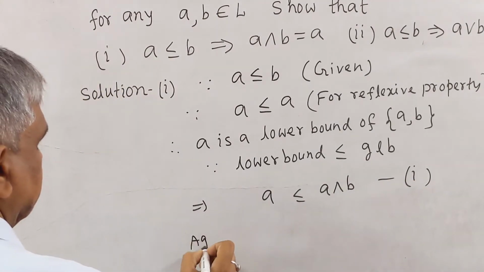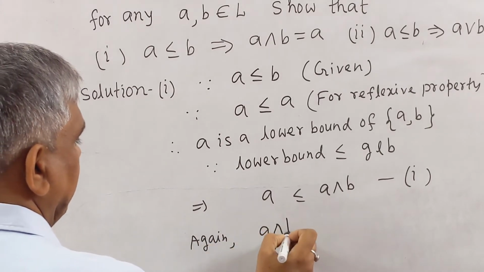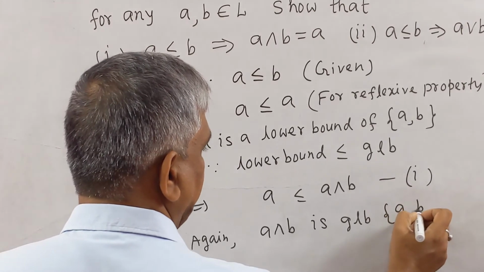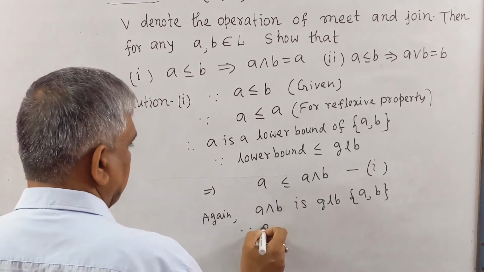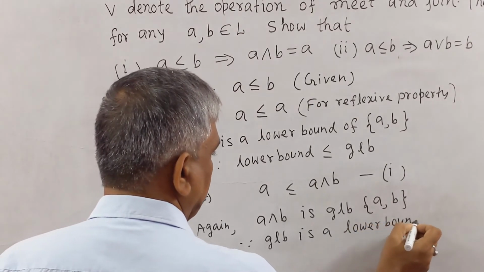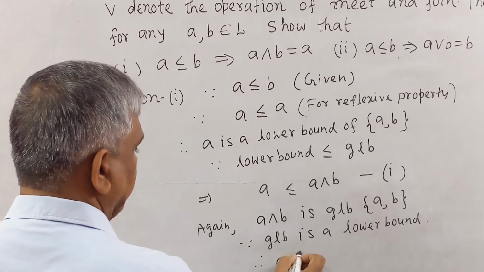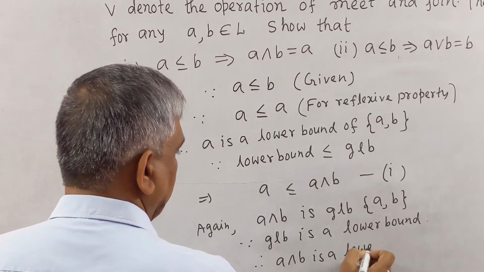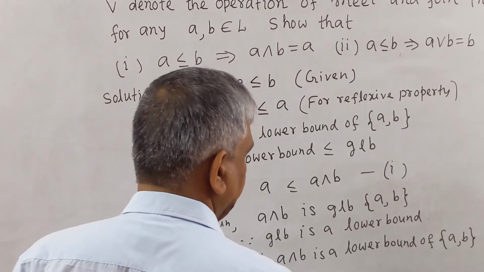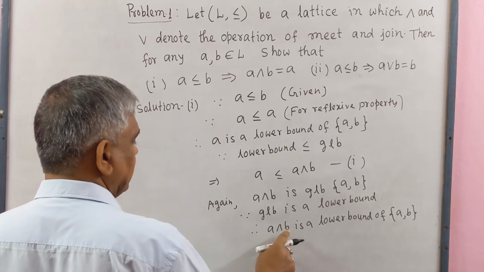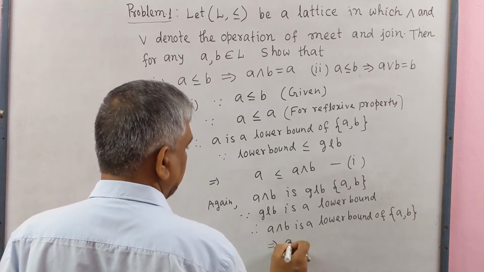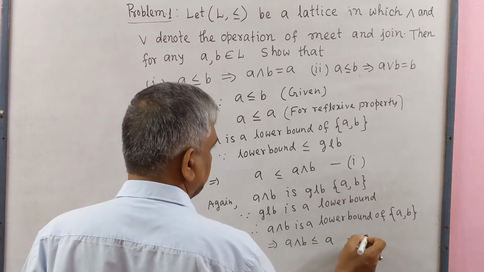Again, A meet B is greatest lower bound of the set containing elements A and B. Since greatest lower bound is a lower bound, therefore A meet B is a lower bound of the set containing elements A and B. Lower bound means A meet B less than equal to A and A meet B less than equal to B. Implies that A meet B less than equal to A. This is number 2.